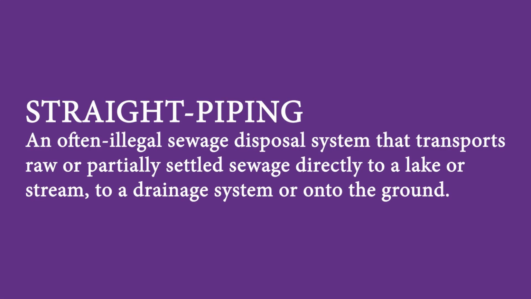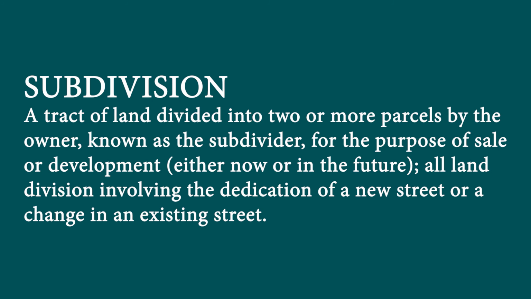Straight piping. An often illegal sewage disposal system that transports raw or partially settled sewage directly to a lake or stream, to a drainage system, or onto the ground. Subdivision. A tract of land divided into two or more parcels by the owner, known as the subdivider, for the purpose of sale or development, either now or in the future. All land division involving the dedication of a new street or a change in an existing street.